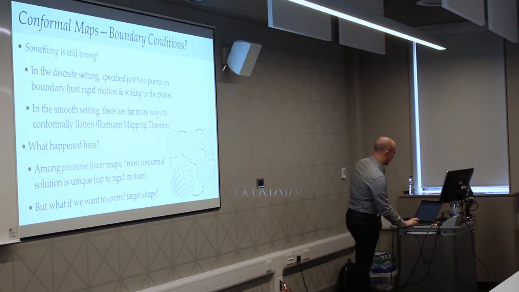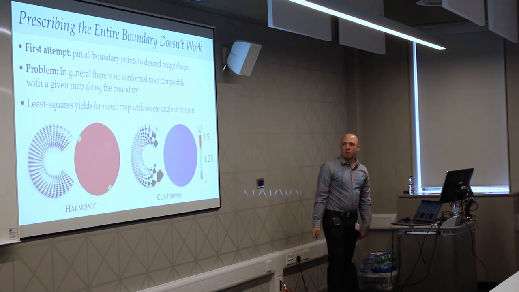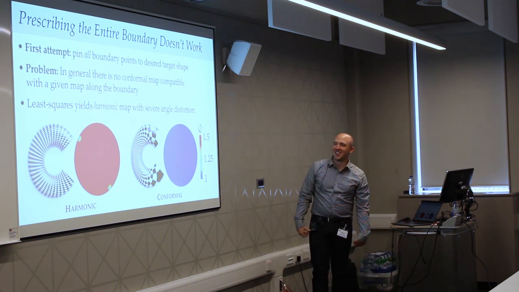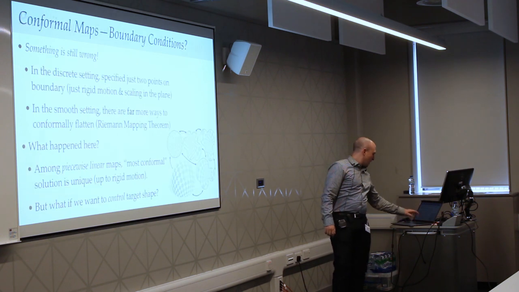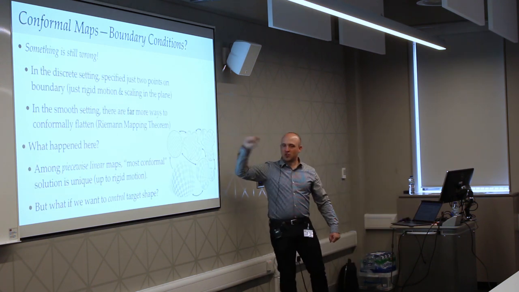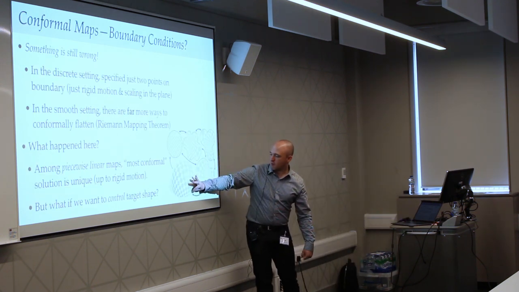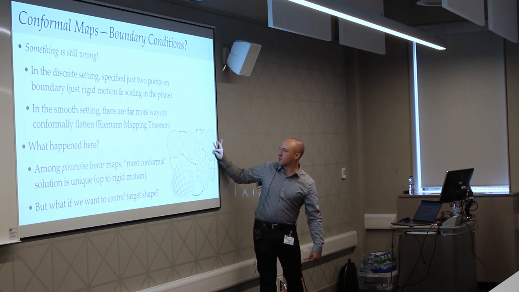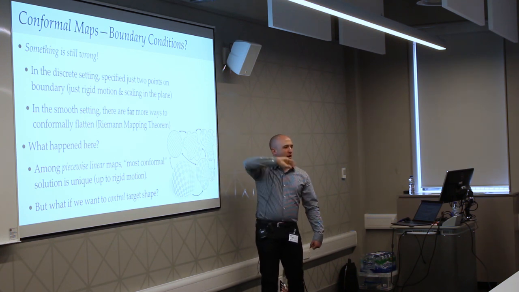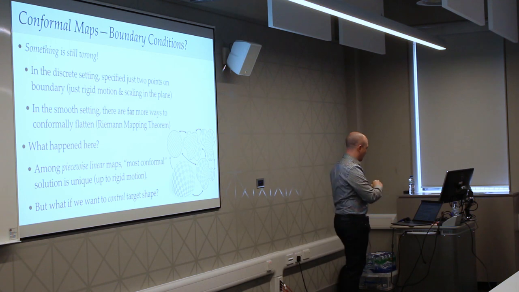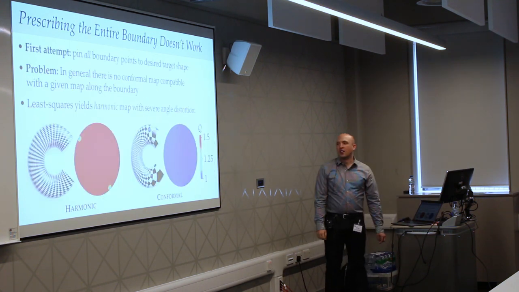Well, it's going to take a while to get there. The first thing you try absolutely doesn't work. The first thing you try is, well, I want that shape, so I'm just going to take the boundary vertices and I'm going to pin them down along the shape. And then I'm going to minimize this energy. I'm going to get what I want. Well, sorry, not that easy.